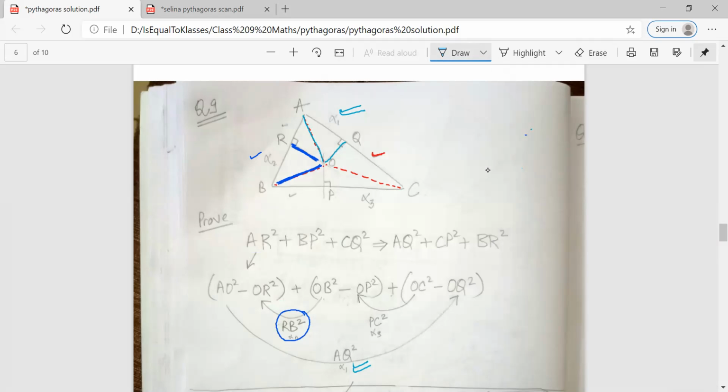And the last that I have is OC square minus OP square. This is my OC square. OC square minus OP square would be equal to PC square. Mr. Rudra, any doubt? No, sir. Basically, this will reduce to RB square plus AQ square plus PC square. And this is equal to my right hand side. Any doubt? No, sir.